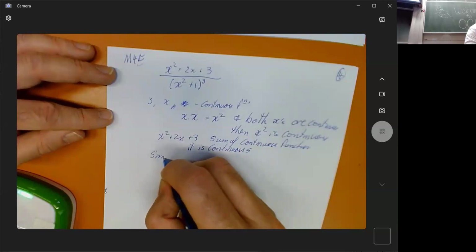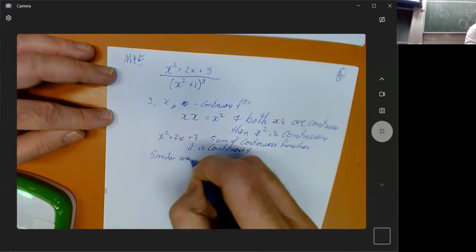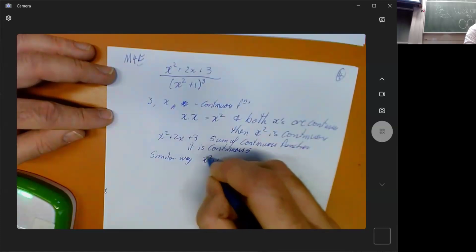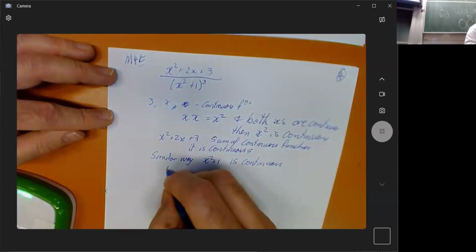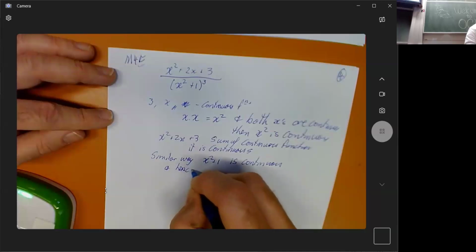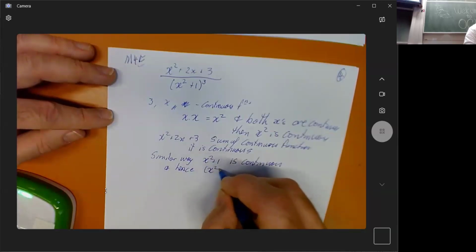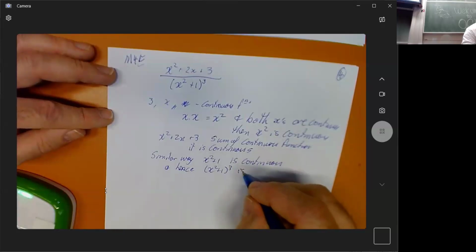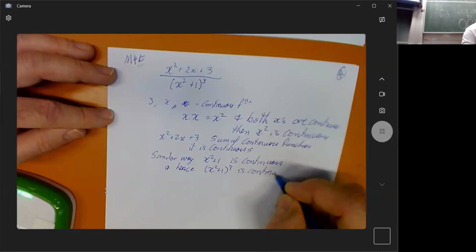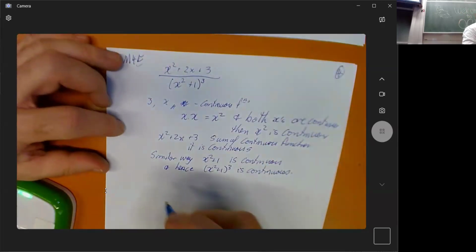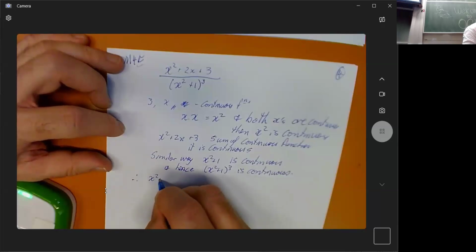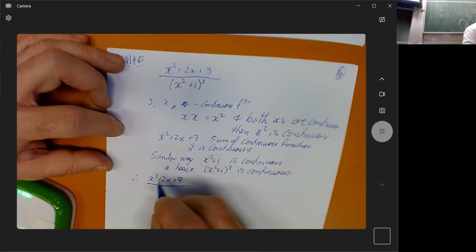And in a similar way, x squared plus 1, and hence x squared plus 1 cubed. All right. Okay, so what I've done is I've said both numerator and denominator are continuous, and so therefore I can say x squared plus 2x plus 3 on x squared plus 1 all cubed.